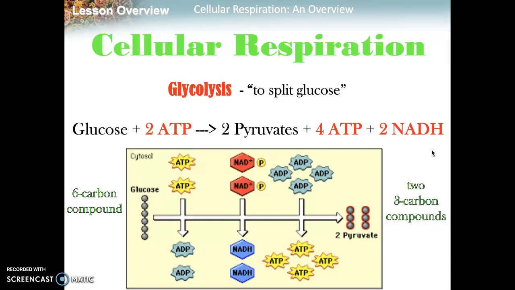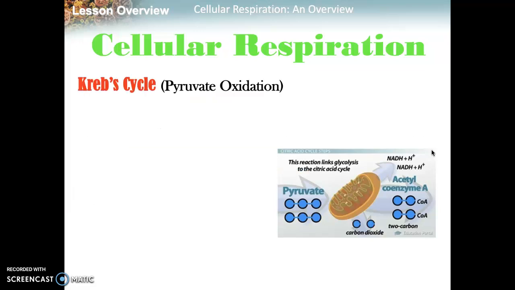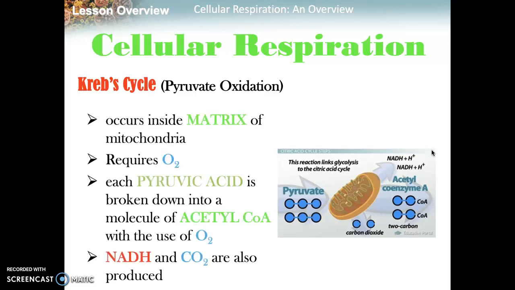Again, remember we're going from a single 6-carbon compound to 2 3-carbon compounds. The next thing is what we call Krebs cycle, and the first part of the Krebs cycle is known as pyruvate oxidation. We said the pyruvate is going to move into the mitochondria, specifically into the matrix of the mitochondria. That was the enzyme-filled fluid. This step does require oxygen, so the Krebs cycle is aerobic.